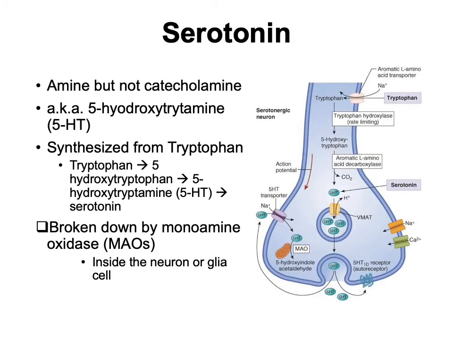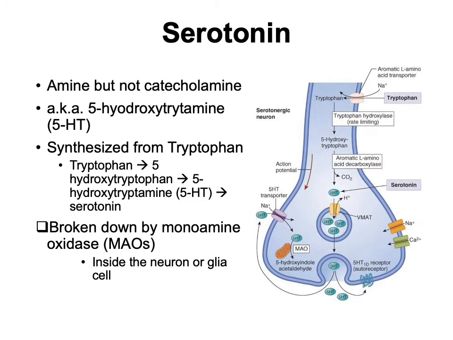Now we're moving on to serotonin. It's an amine, but it's not a catecholamine. It's also known as 5-hydroxytryptamine, 5-HT. It's synthesized from tryptophan, so you get it from drinking milk and eating turkey.